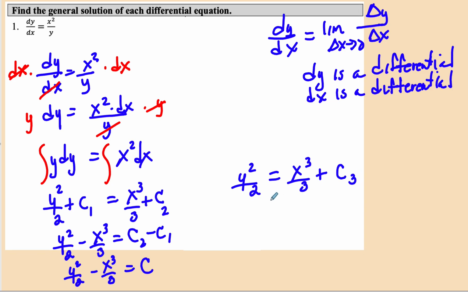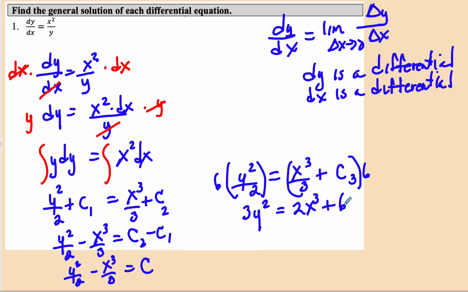All right, now I'm going to multiply this side by 6, and then I'm going to multiply this side by 6 because I want to kind of solve for y. So then this is going to be 3y squared equals 2x cubed plus 6 c sub 3. And this all will be a constant as well.